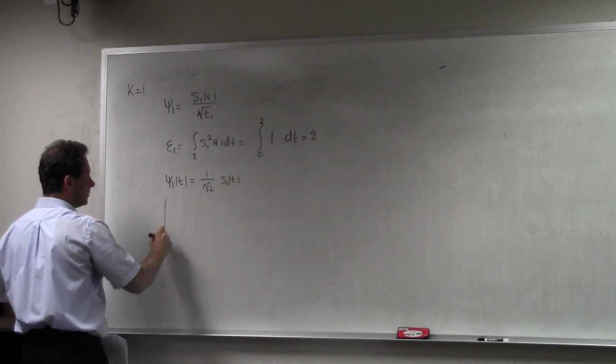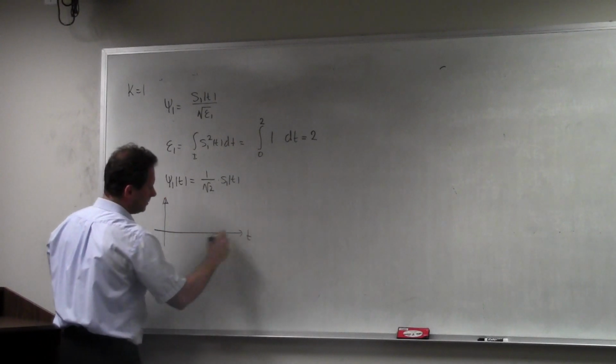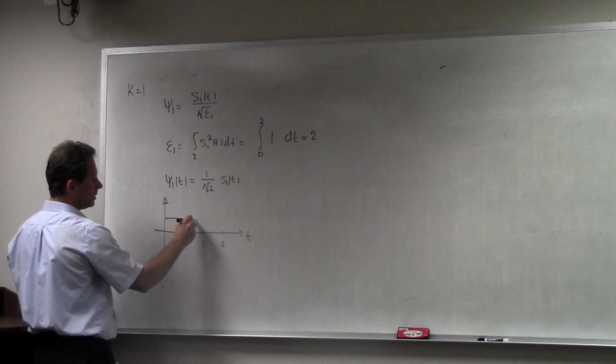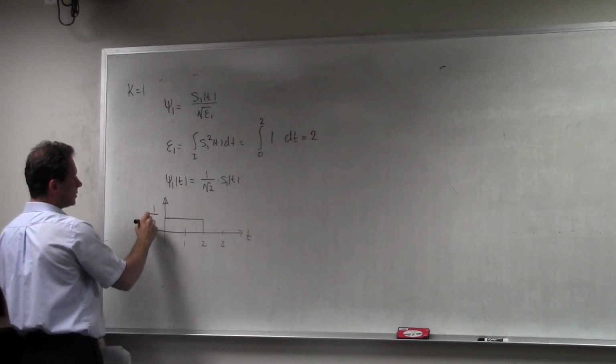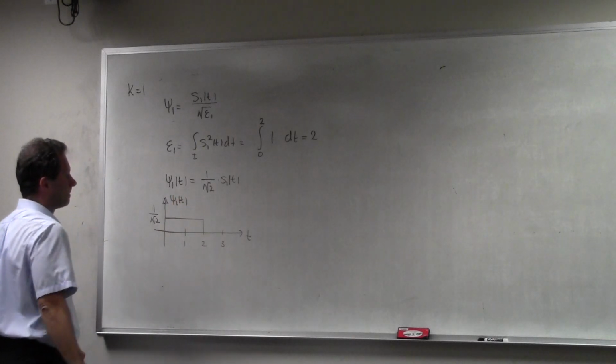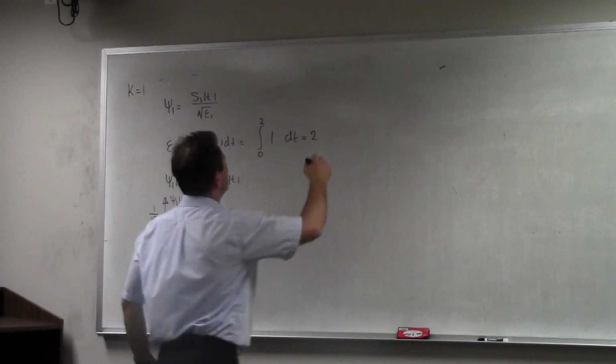How does psi 1 of t look like? This is t, 1, 2, 3, and this is 1 over square root of 2. So this is psi 1 of t. Okay, this is my first basis vector, or basis signal. Okay? Now let's look at k equals 2.